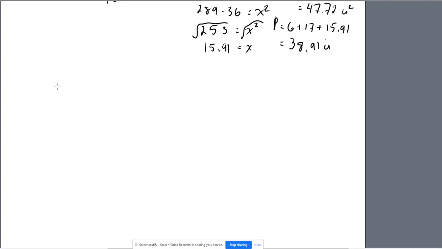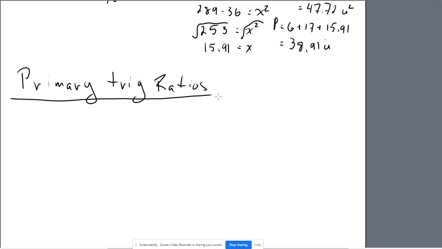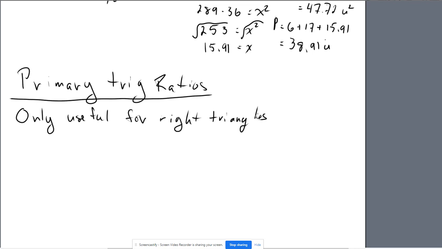So now what we're going to do is learn, or I guess because you guys are grade 11, we're going to revisit SOHCAHTOA. So SOHCAHTOA is, of course, our primary trig ratios. Okay, so let's think about what it takes to be a primary trig ratio. First things first, this is only going to work, so it's only useful for right triangles. Okay, this is not something that we can do on any old triangle. It's gotta be a right triangle.